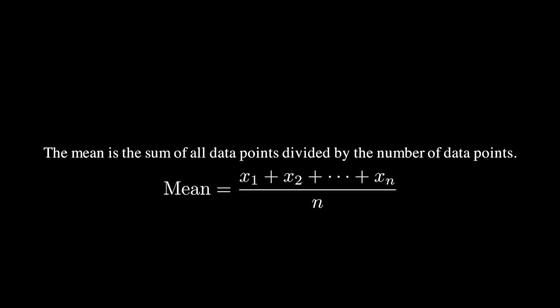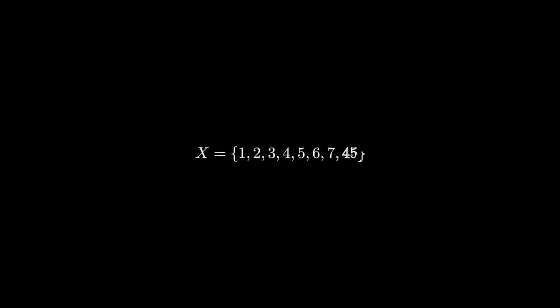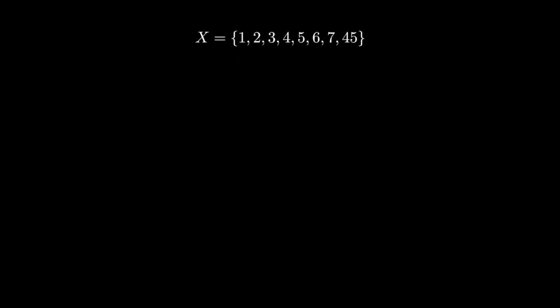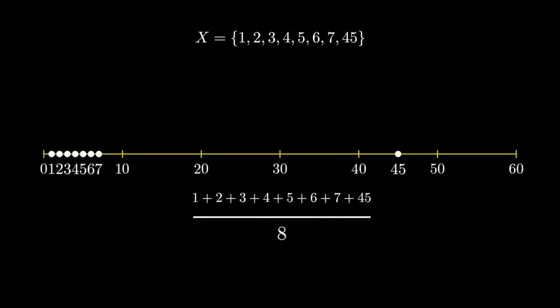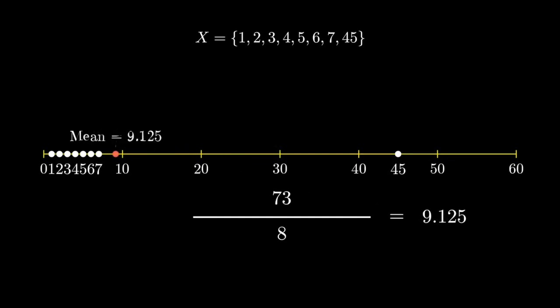Let's first define what the mean is. The mean is the sum of all data points divided by the number of data points. Let's imagine a set of 8 numbers, and let's plot it on the number line, with one exception being 45, which is sort of an outlier in this case. So the mean is taking all these numbers, summing them up, and dividing by 8, which is the total number of elements. Thereby we get the mean, which is 9.125.